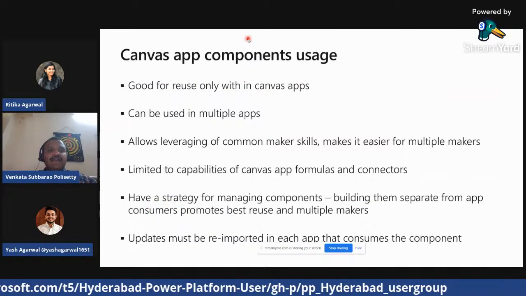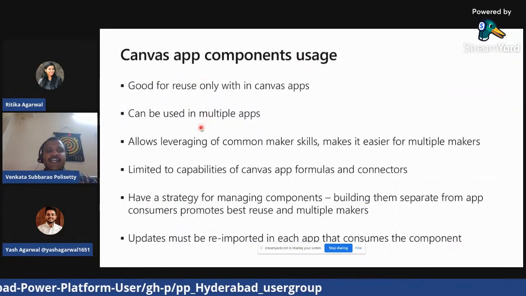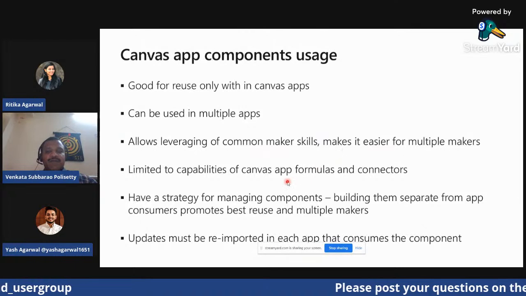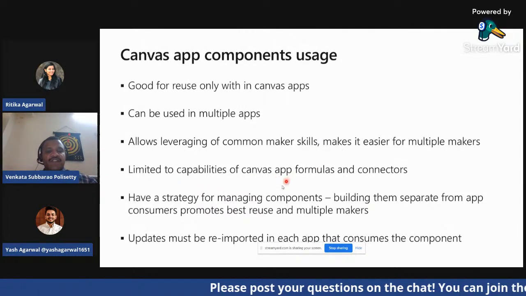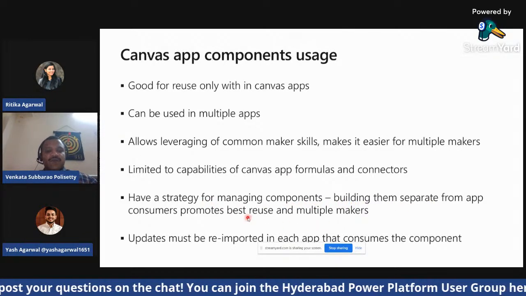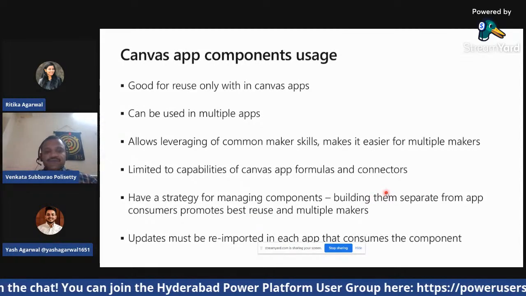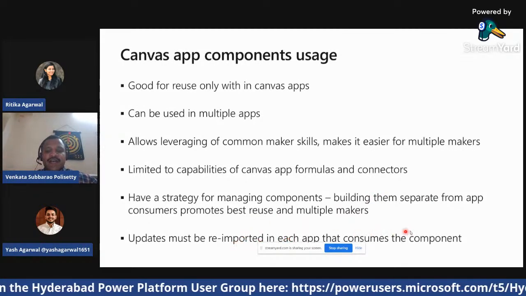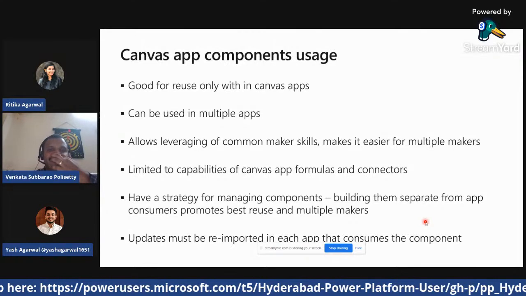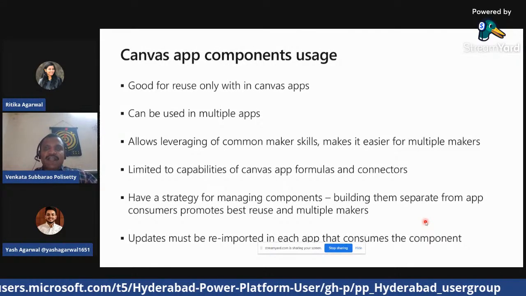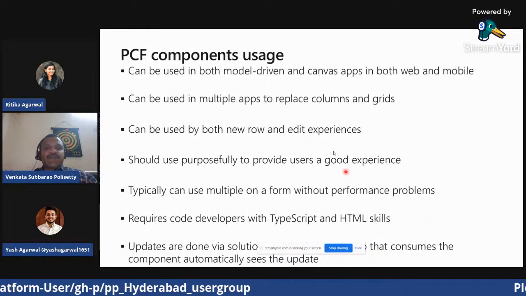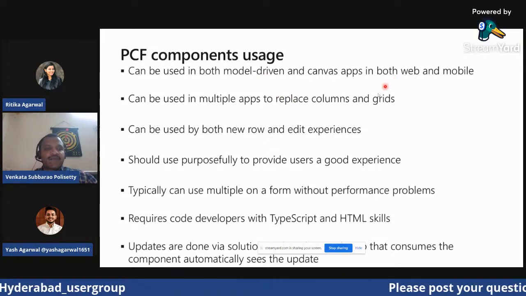Canvas app components are good for reuse and can be used in multiple apps. They also allow leveraging of common maker skills and make it easier for multiple makers, but are limited to the capabilities of Canvas app formulas and connectors, and you need a strategy for managing components. Building them separately from apps promotes best use by multiple makers, and updates must be re-imported in each app that consumes the component. These are important best practices that we should keep in mind whenever we are doing solution envisioning.